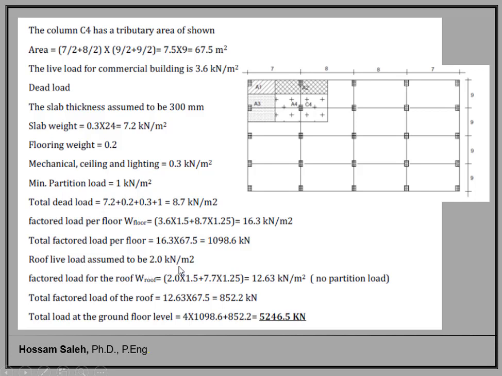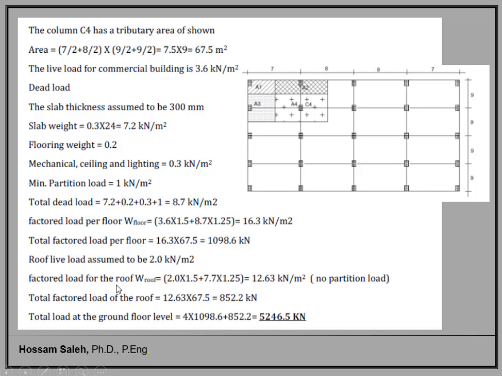So here we have some assumptions, and we have to look at the roof in details. But to make it easy for this example, we assume the load to be 2 kilonewton per meter square. It cannot be 3.6 kilonewton per meter square as this floor. I will speak about that soon, but let's now use the 2 kilonewton per meter square.